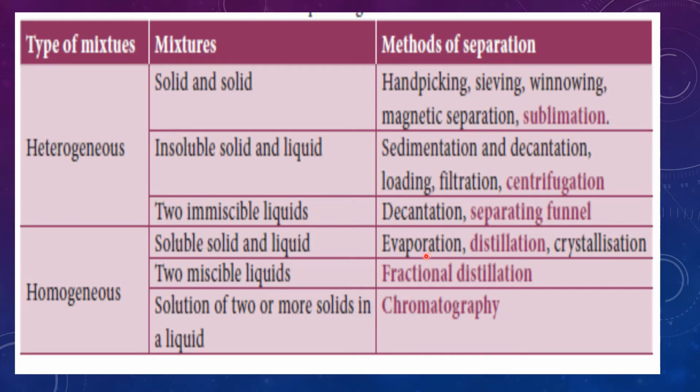Homogeneous mixtures use evaporation, distillation, crystallization, fractional distillation and chromatography. In the homogeneous group, fractional distillation and chromatography are advanced stages of chemistry. Fractional distillation is useful for manufacturing different products from coal tar and petroleum products. Chromatography is useful for the identification of colored products.